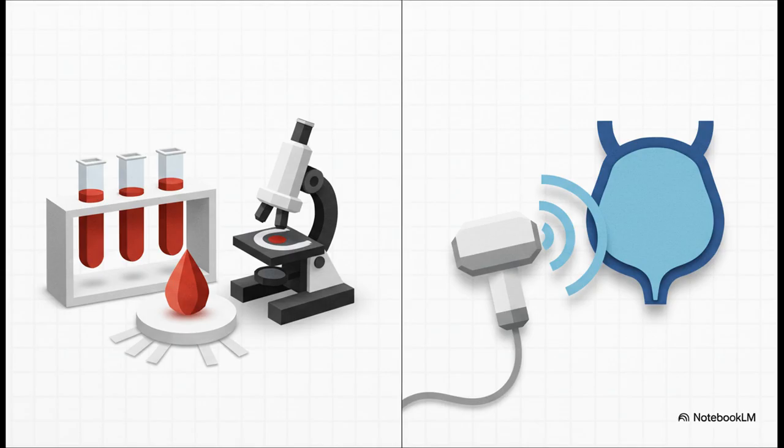You're checking for things like anemia, any kidney problems, or maybe undiagnosed diabetes. And a post-void bladder scan is also a really great idea to definitively rule out any incomplete bladder emptying.